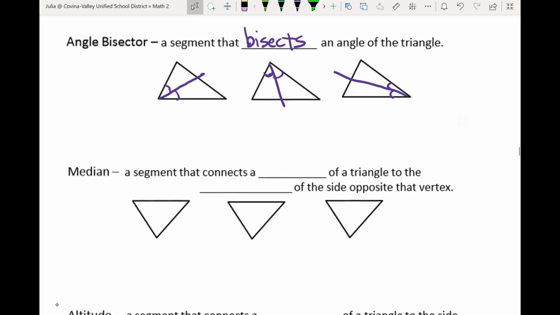Median, where's the median gonna hit at the line? The middle, the midpoint, good. Segment that connects a vertex of a triangle to the midpoint of the side opposite from there. So it connects a vertex of a triangle to the midpoint of the opposite side. So this one does have to go through one of the vertices. So your midpoint could be right here. That could be a midpoint because it cuts that line in half. But a median would have to connect from that midpoint to the opposite vertex.